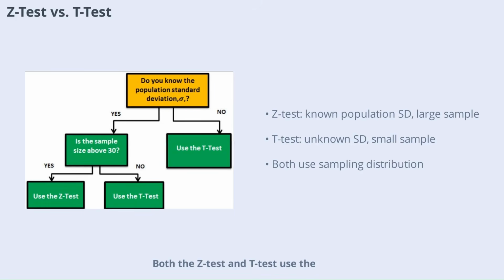Both the z-test and t-test use the concept of sampling distribution to answer the question: how unusual is my sample mean, assuming the true population mean is a certain value?